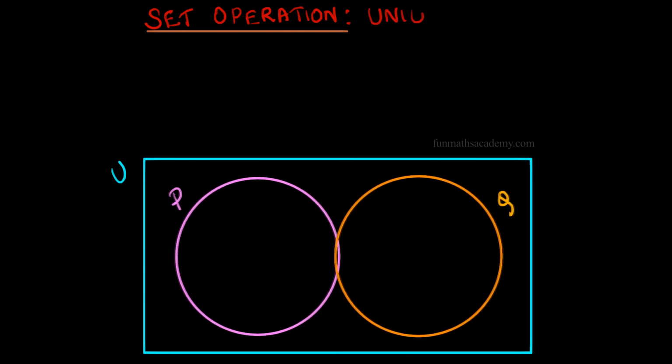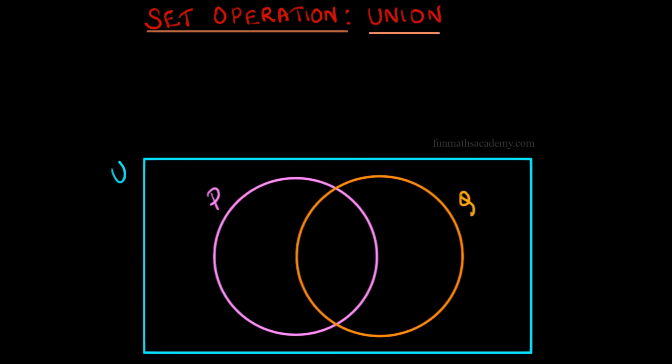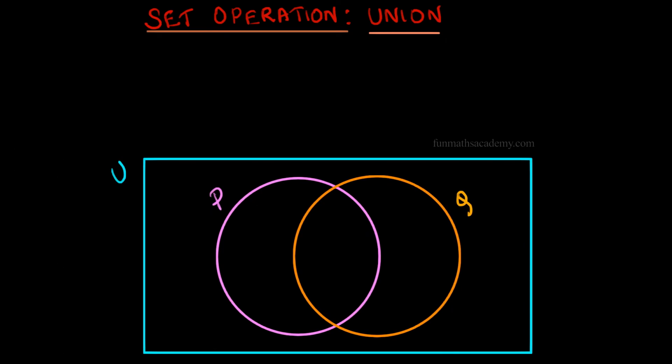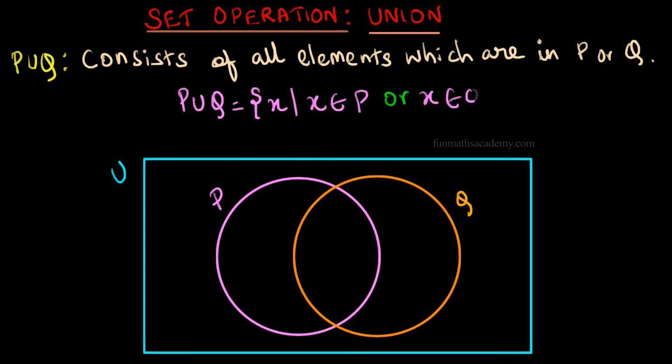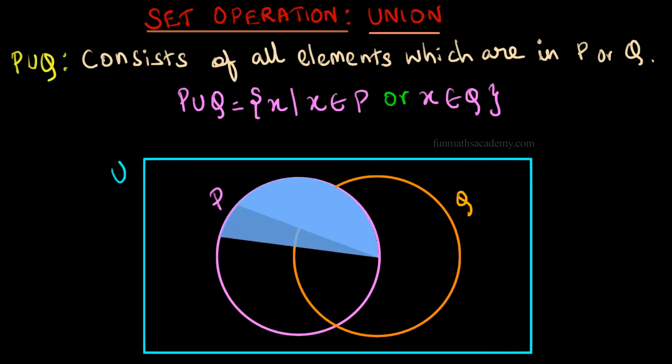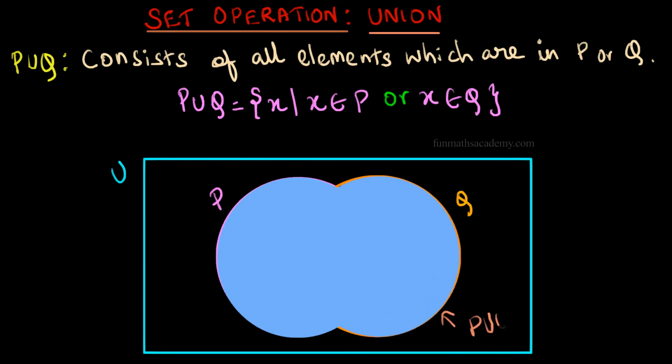The operation we will be using now is union. Let P and Q now be two non-disjoint sets. Then the union of set P and set Q will be the set of all elements of P and Q. It will be represented in set builder form as the set of all x such that x belongs to P or x belongs to Q. In a Venn diagram, it will be the region made of both P and Q.